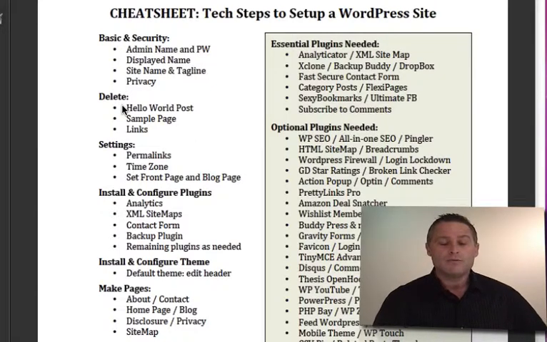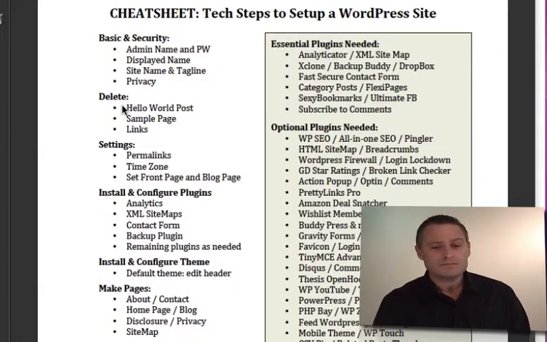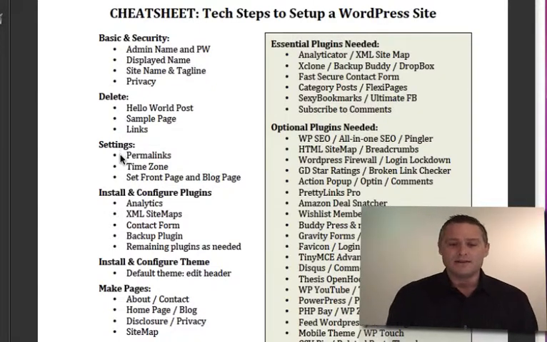Now, when you start off with WordPress, you're going to see that there are some various different posts, pages, and links found inside your install by default. Get rid of them. Remove the Hello World post and the sample page, and while you're at it, get rid of all the links. Now let's talk about the settings.